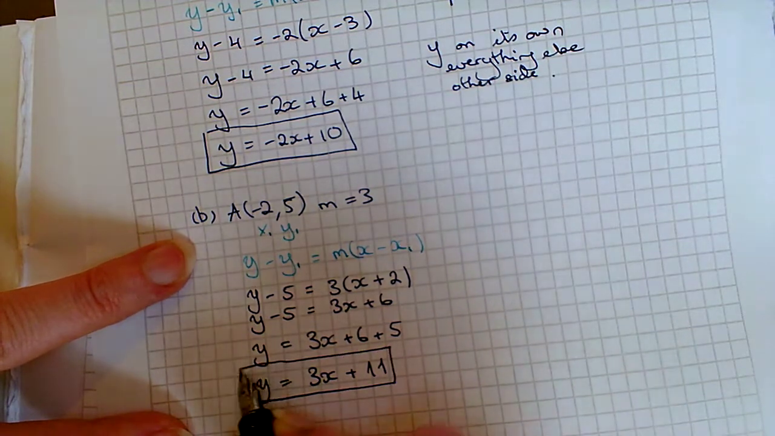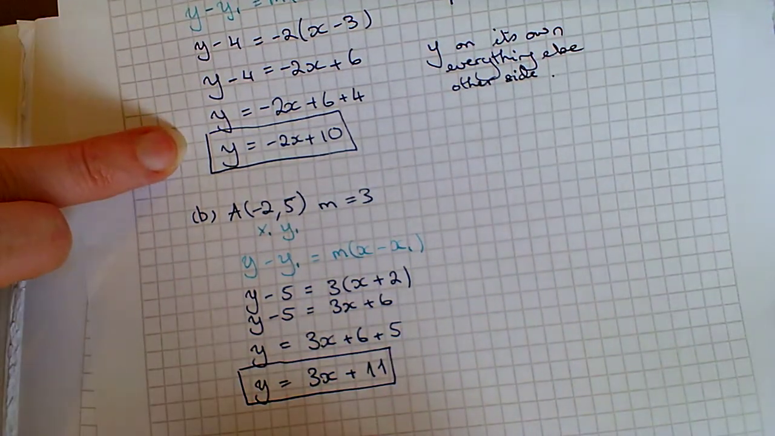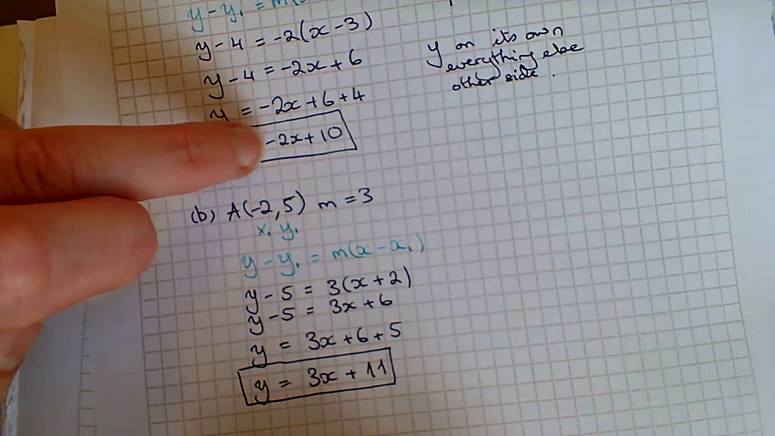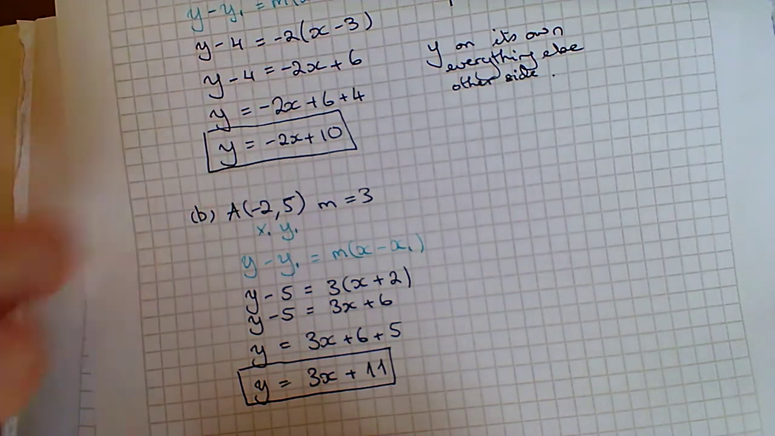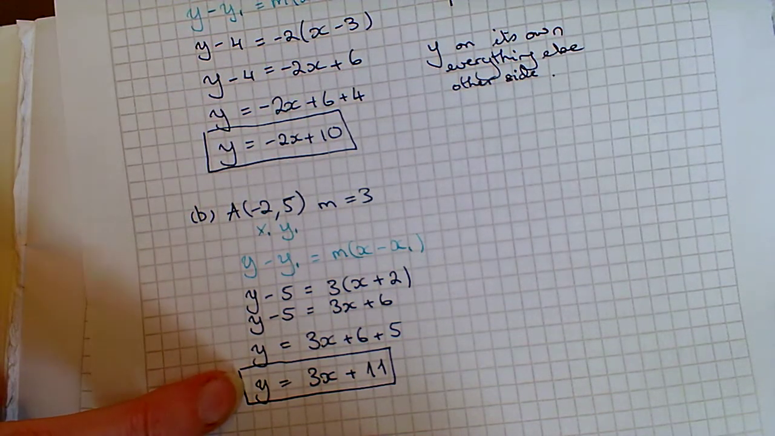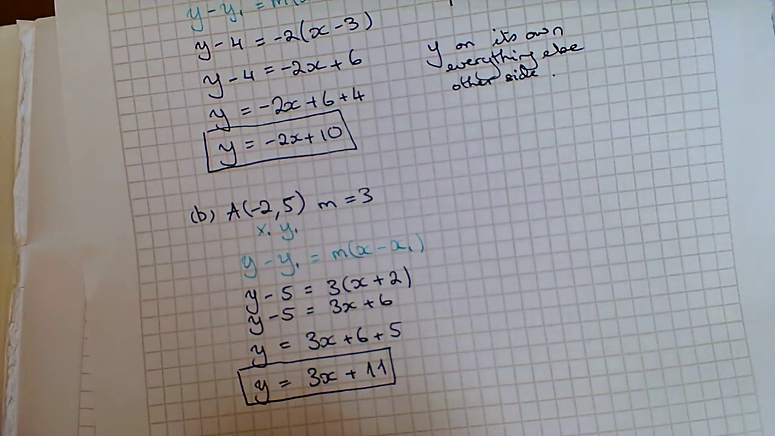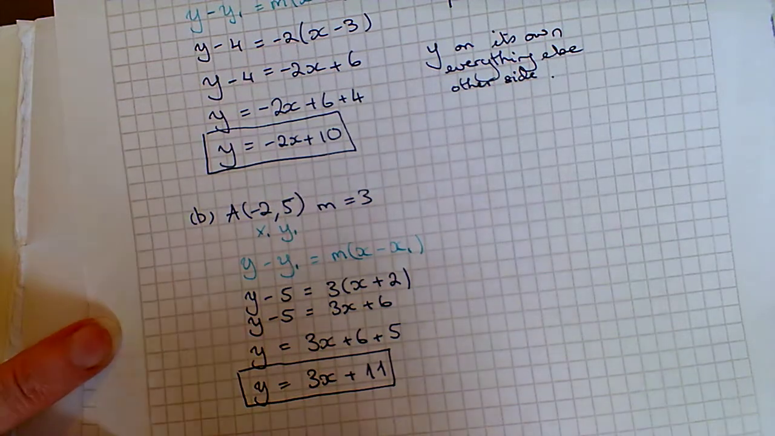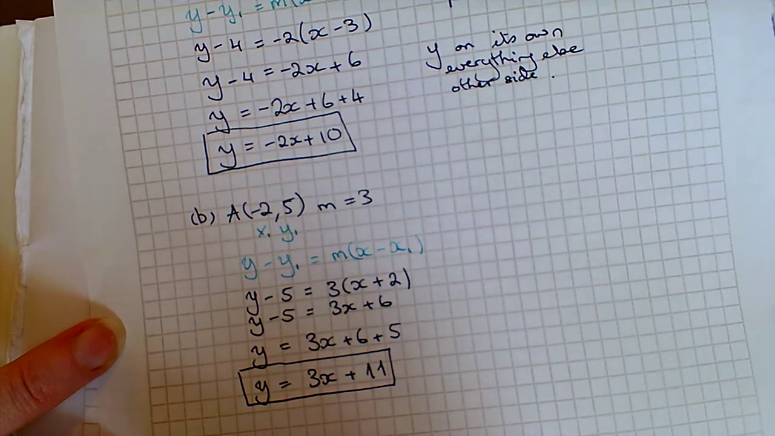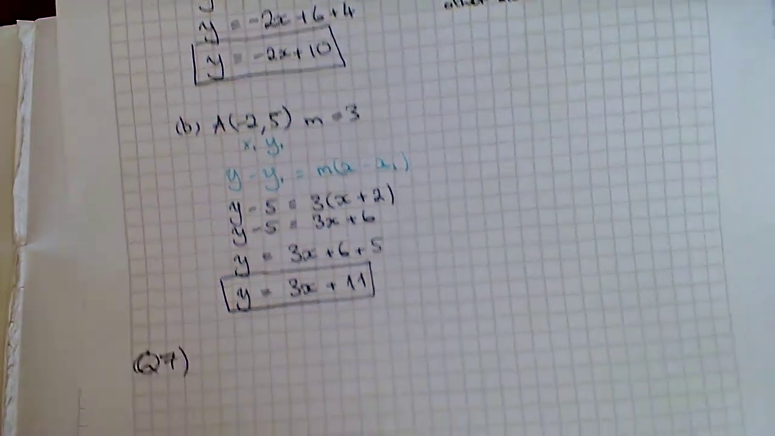And I hope you'll agree that both of those answers are in the form y equals something times x plus a number. Y equals something times x plus a number. Okay, moving on to question 7.